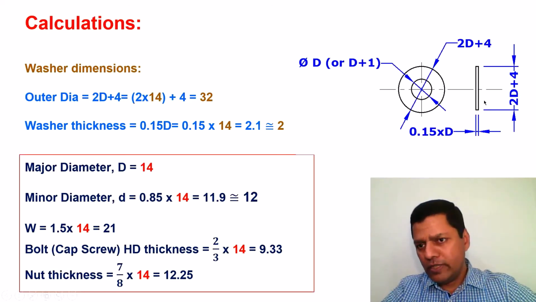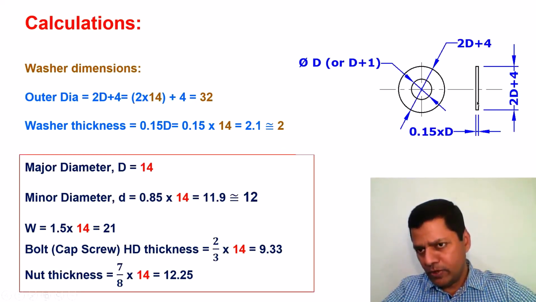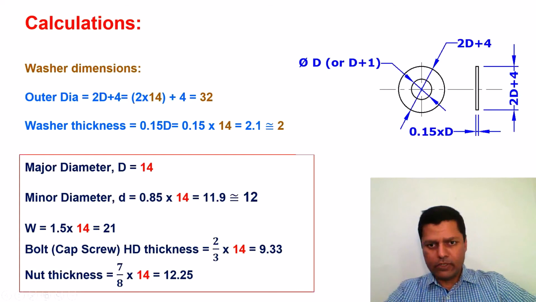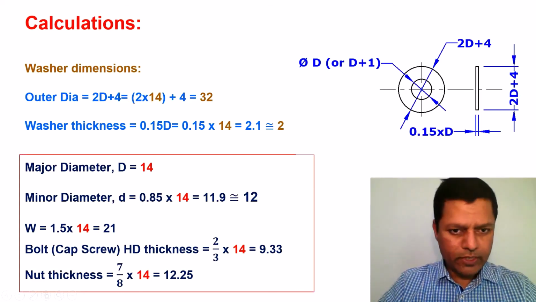We are drawing the washer in the front view like this, not like this, so we draw this view of the washer. The length of the rectangle will be 2D plus 4, which is 32, whereas the thickness of the washer is taken as 0.15 into D. So 0.15 into D is 2.1, and we can approximate it to 2 millimeters. So we need to draw this rectangle, 2 millimeters by 32 millimeters, to represent the washer in our drawing. So let's open AutoCAD and start drawing.